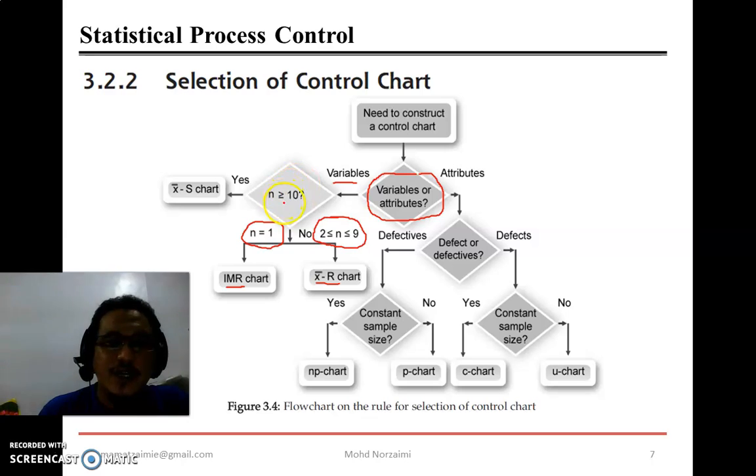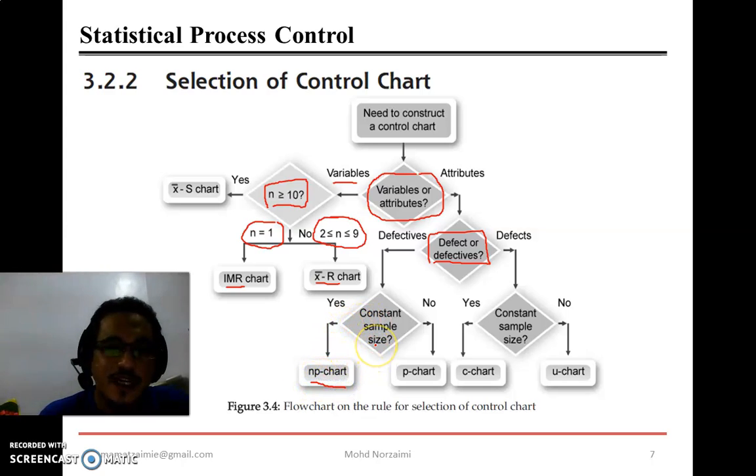If our data is more than or equal to 10, we must use X-bar S, mean and standard deviation. Now, clear? Alright, so what about attribute data? If it is attribute data, it depends on the situation, constant sample size or not constant. A constant sample size is for the NP chart and P chart. If the sample size is constant, we will use the NP chart.